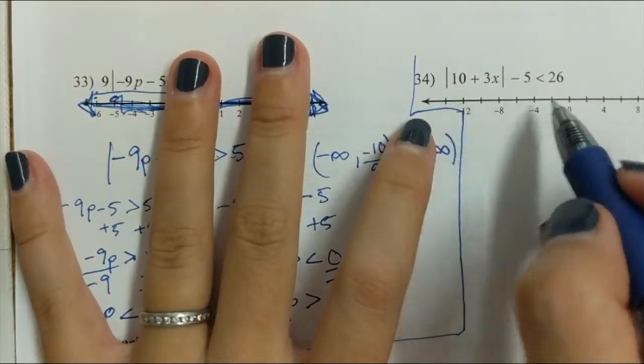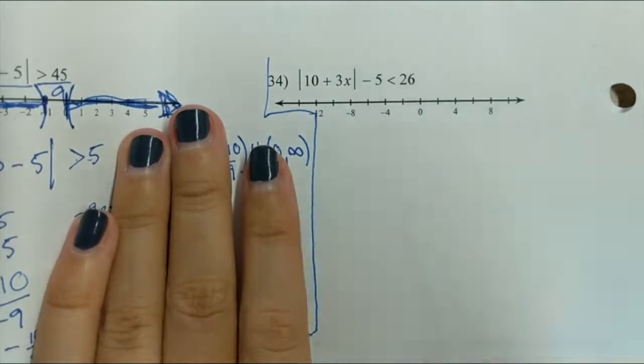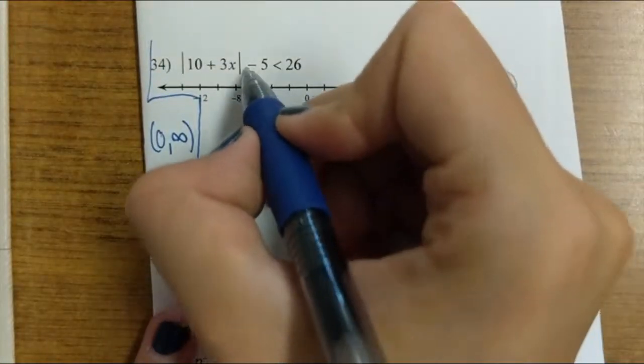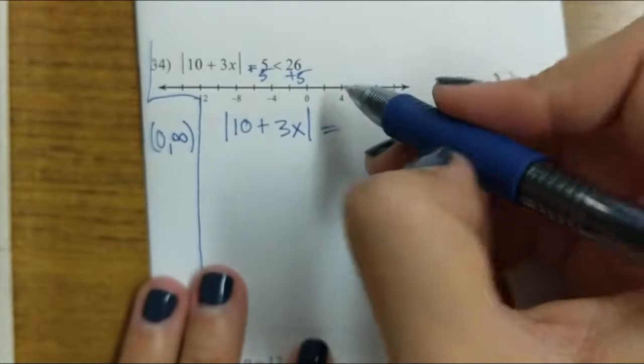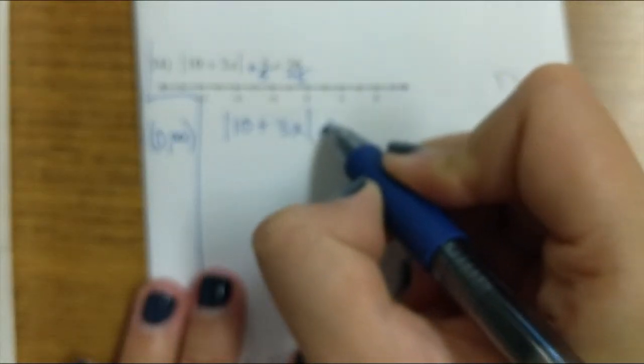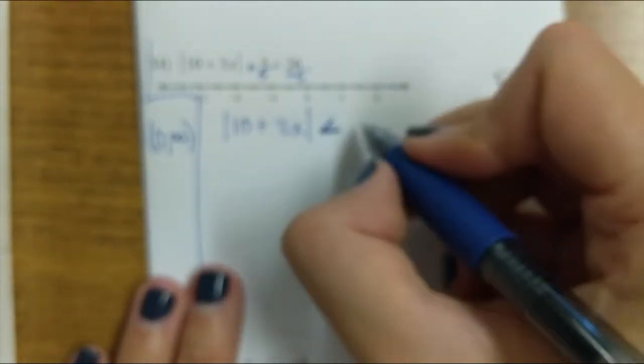Okay, is the absolute value isolated? No, it is not. So I need to add 5 to both sides. So absolute value 10 plus 3x is equal to, sorry, so used to writing equals, less than 31.